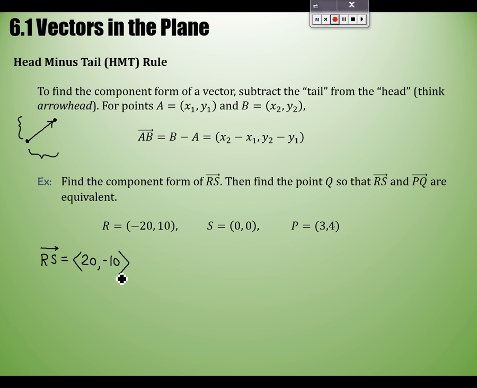check. We did the first part of the question. Now we have a little bit more of an interesting challenge here. Find a point Q so that RS, this vector we have here, and PQ are equivalent. We have this point P over here as well. What's Q? Well, we don't know. It's something that I don't know, comma, something else that I don't know. Whenever we have something unknown, we like to name it sometimes, so let's give it some names. What letters would you like?